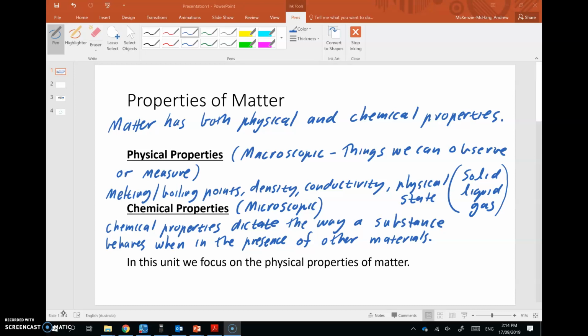So in this video we're going to discuss the properties of matter and phase changes. There's some notes here that you might want to pause the video and take down. I'll just discuss these briefly.